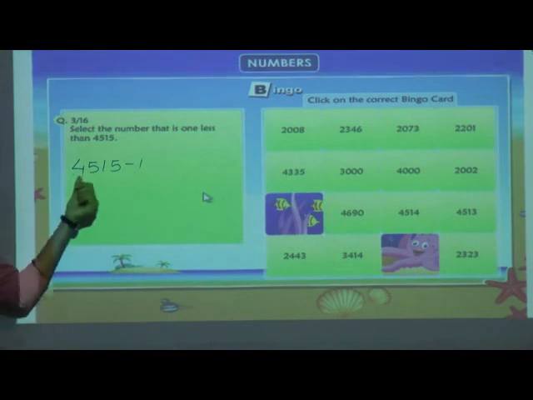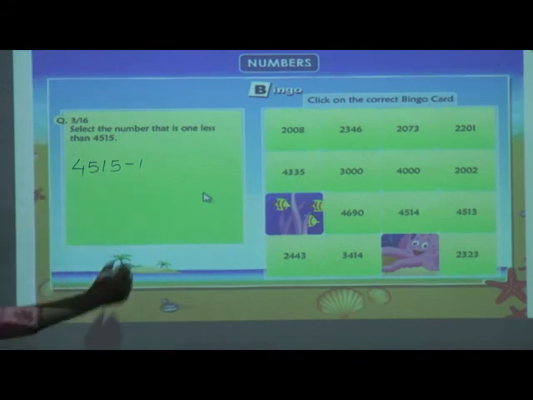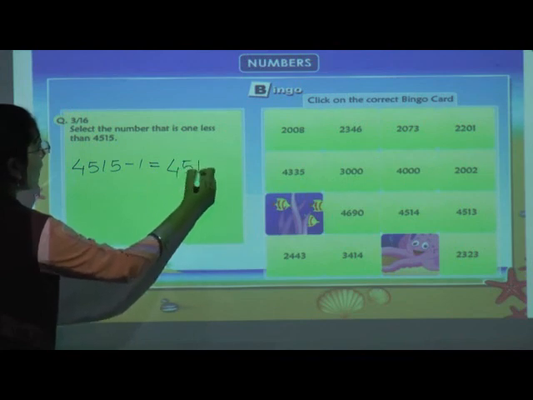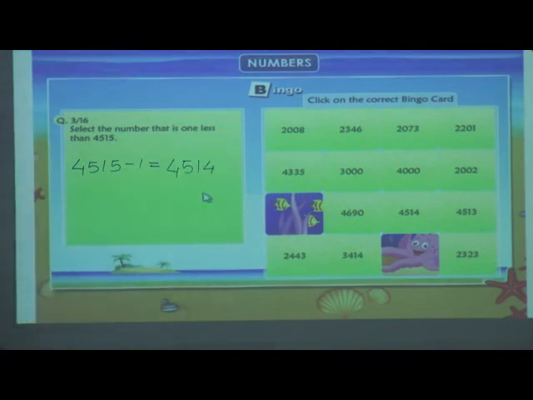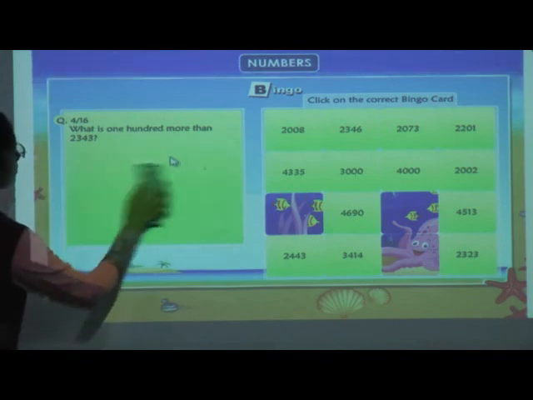So 4515 minus 1 is equal to what? Yes, 4514. Now see, where is that number? Yes, 4514 is there. Where is it? Yes, the number is here. If we get the star, yes, we got the star, means our answer is correct. Now go to the next question.